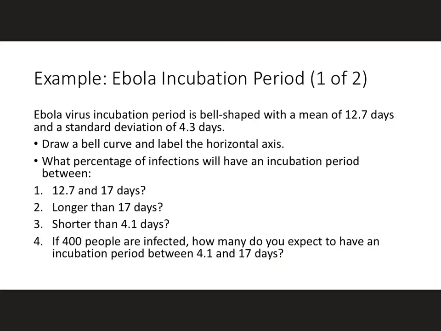So I'm going to let you try an example on the Ebola incubation period. The Ebola virus incubation period is bell-shaped with a mean of 12.7 days and a standard deviation of 4.3 days. I want you to draw a bell curve and label the horizontal axis, and then you're going to figure out what percentage of infections will have an incubation period between, and you can see here in numbers 1, 2, 3, between 12.7 and 17 days, longer than 17 days, shorter than 4.1 days. And then number 4, if 400 people are infected, how many do you expect to have an incubation period between 4.1 and 17 days?